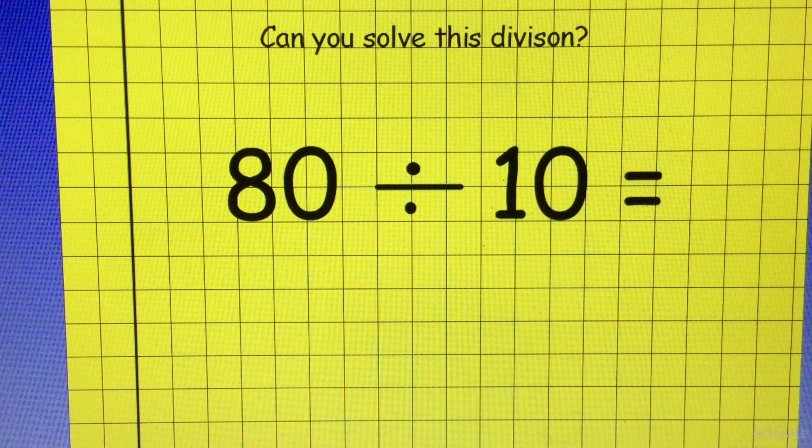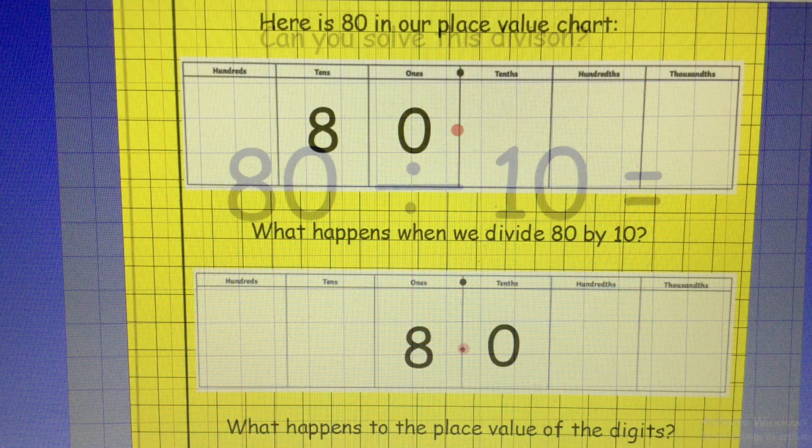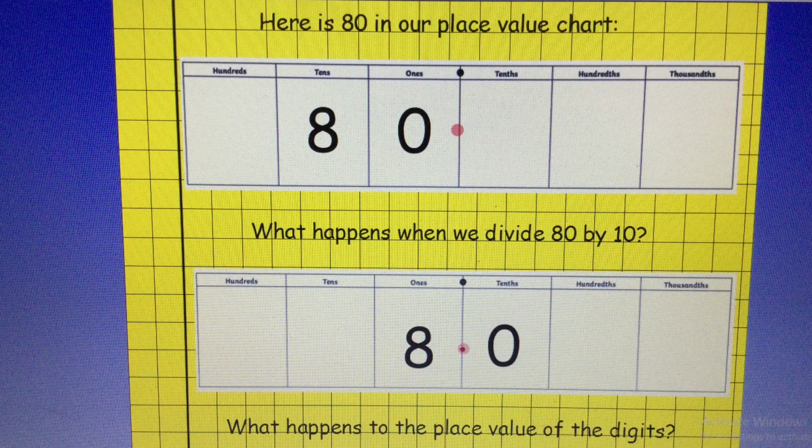It looks like I need your help again, Year 3. What is 80 divided by 10? Pause the video now to have a quick think. Oh, of course, 80 divided by 10 is 8. There are 8 groups of 10 in 80. Let's take a look at 80 in our place value chart. As you can see, there are 8 10s and no 1s.